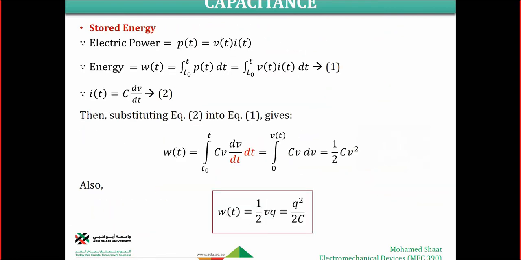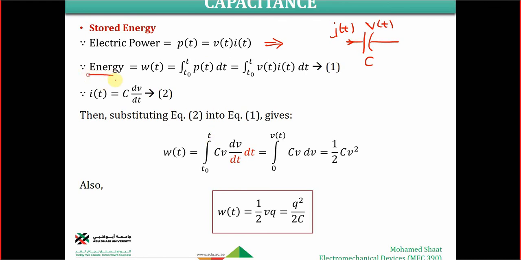How about the power? The electric power, as we defined in chapter 1, should be the voltage times the current, generally. For any electrical element, whatever it is, as we discussed many times before, the power should be the voltage times the current through the same electrical element. So if you have a capacitor with capacitance C, and there is a current flowing through this capacitor, and there is a voltage over this capacitor as V(t), if you multiply these two terms together, this gives us the electric power over this capacitor.